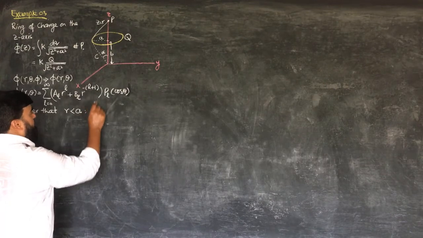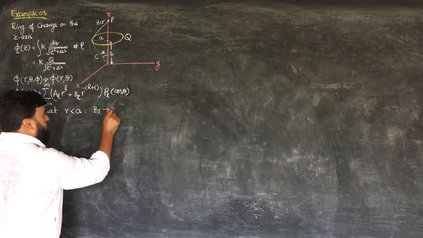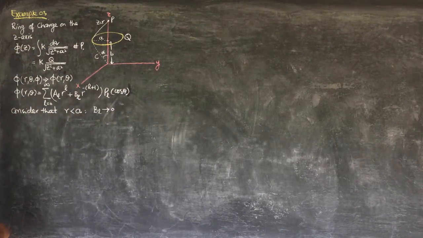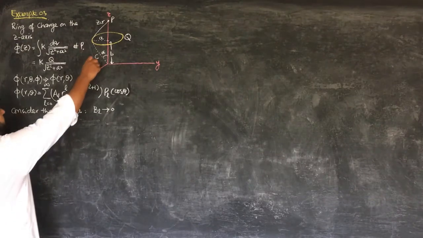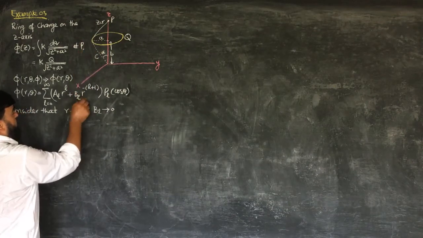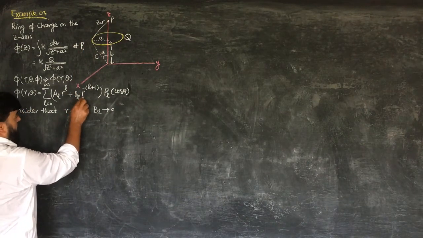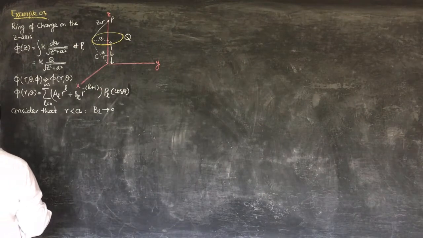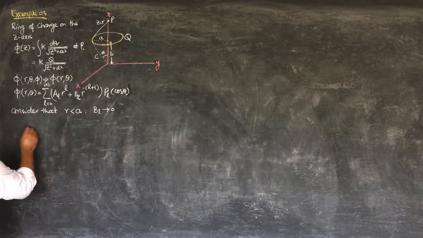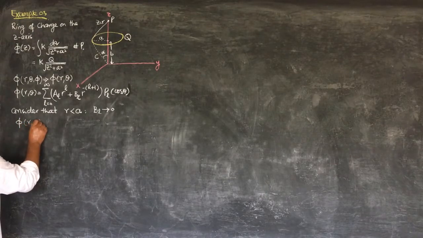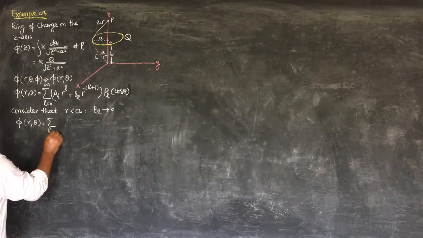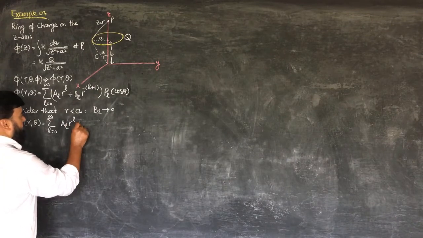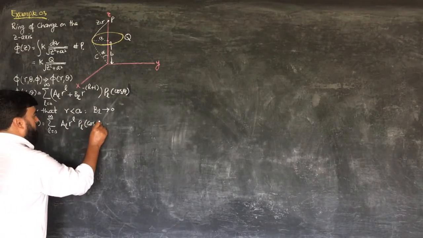So our B_l will have to go to zero, because as r decreases, the term with B_l would blow up. That's why we set this constant equal to zero, and our equation becomes phi of r, theta equal to the sum over l from 0 to infinity of A_l r to the power l, P_l of cos theta.